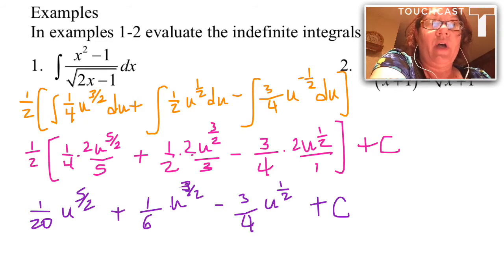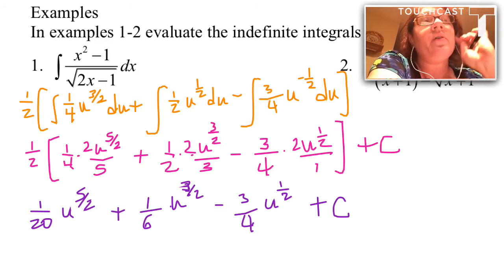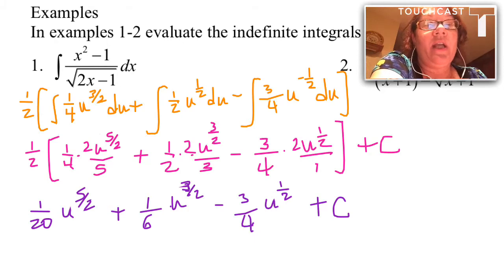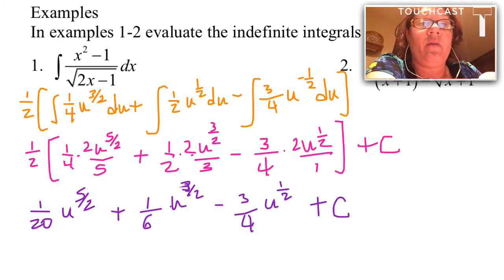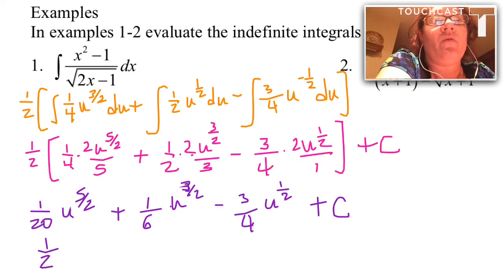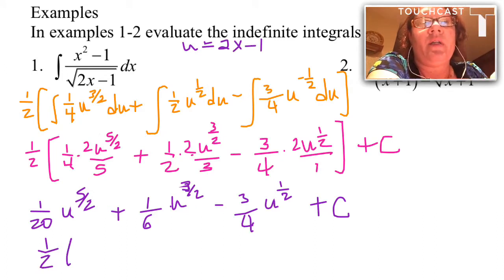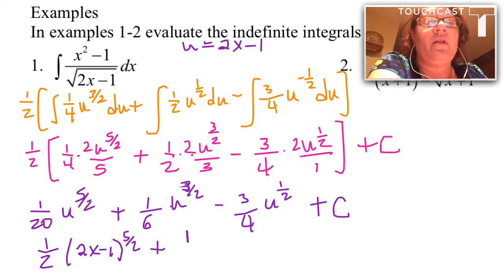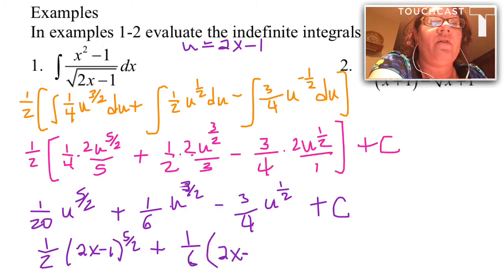So hopefully you've gotten this far, and now remember you have to go back and change the u's back into x's by looking at what you substituted for u. And remember, we let u equal the stuff inside the radical. So now I'm going to take the u out and put that stuff back in, and it will look like this.